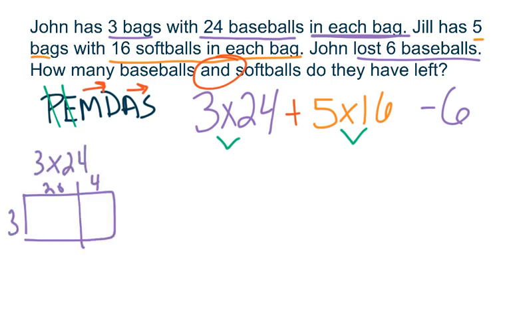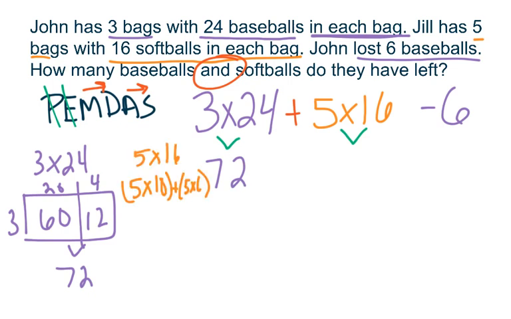I'm going to solve 3 times 24 first, and I'm going to use the area model to solve. 3 times 20 is 60. 3 times 4 is 12. When I add those together, I get a product of 72. My next problem is going to be 5 times 16. I'm going to solve that using expanded form. 5 times 10 is 50, plus 5 times 6 is 30, which gives me a product of 80.